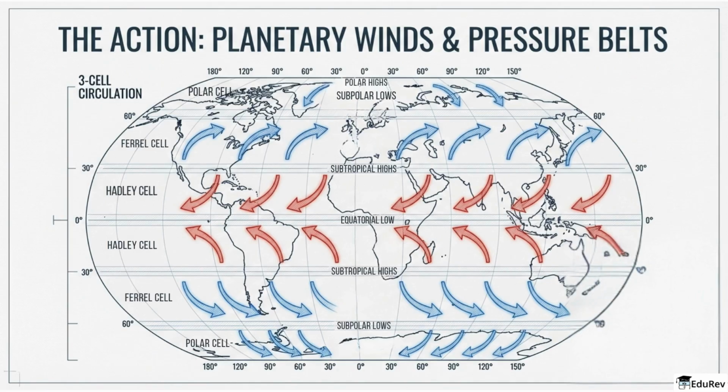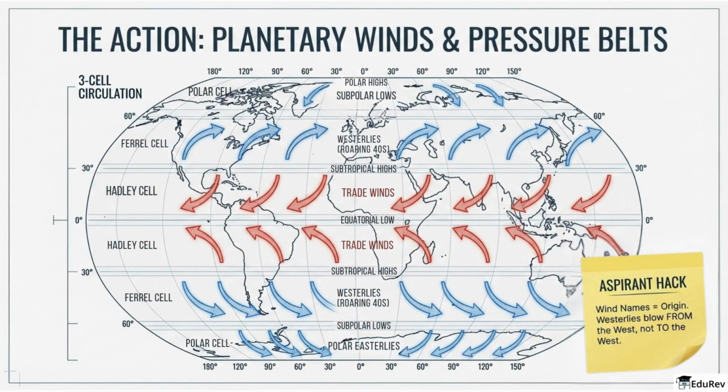From these belts, the wind belts fall into place. Trade winds blow towards the equatorial low. Westerlies dominate mid-latitudes, often remembered with roaring 40s. Polar easterlies flow outward from polar highs. Here's a trick you need to be aware of. Wind names come from origin, not destination. So westerlies blow from the west, not towards the west.